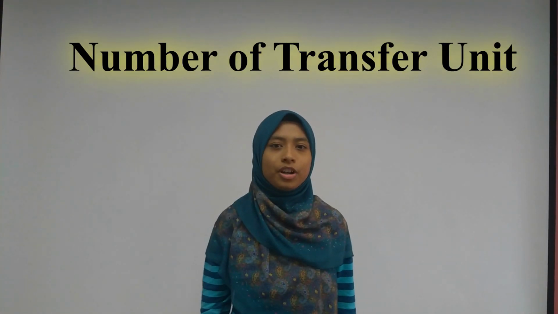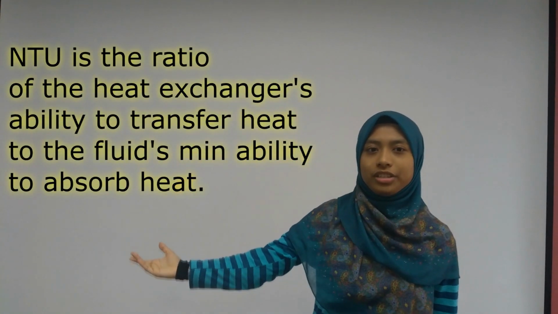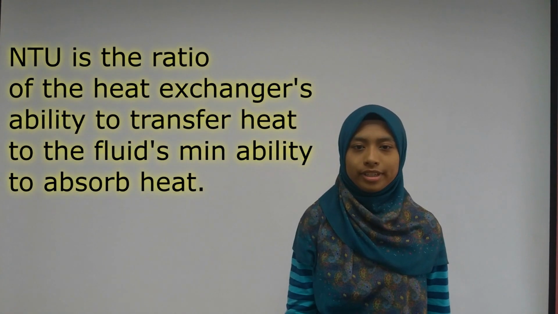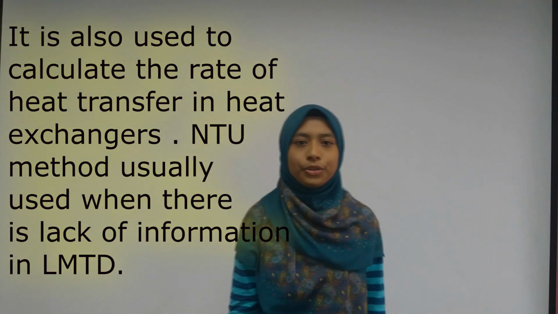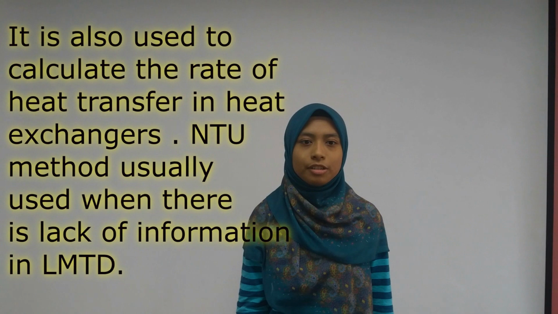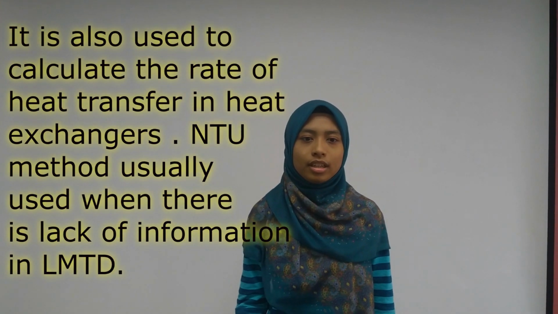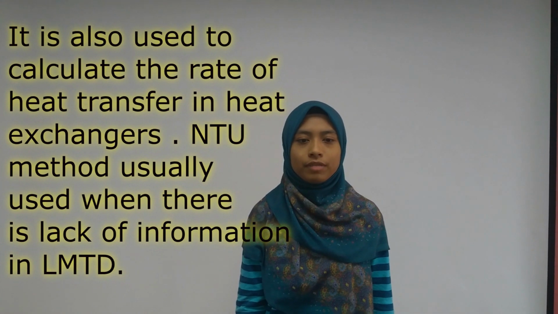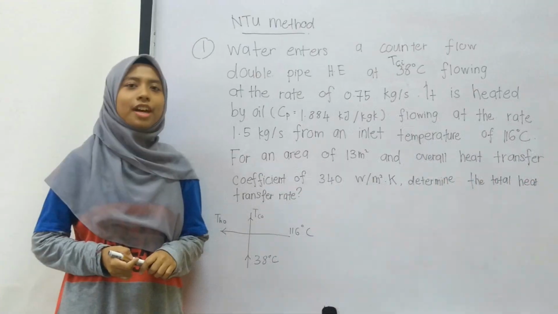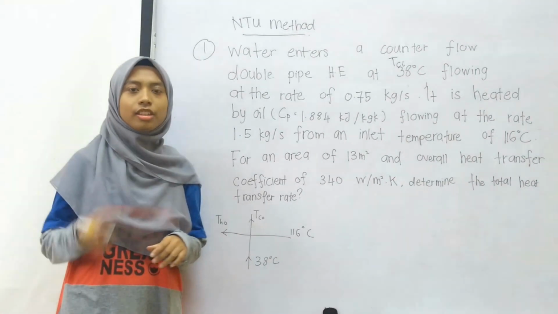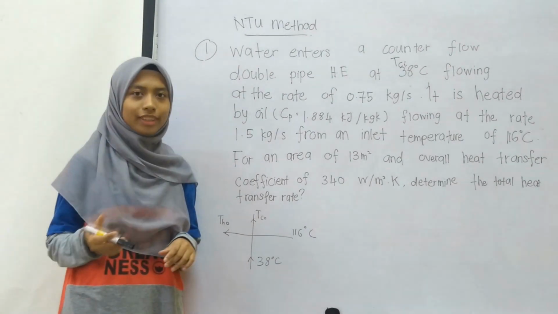NTU method is the number of transfer heat. NTU is the ratio of the heat exchanger's ability to transfer heat to the fluid's minimum ability to transfer heat. It is also used to calculate the rate of heat transfer in heat exchangers, just like LMTD. NTU method is usually used when there is lack of information in LMTD. Now, let us continue to the question that is related to the NTU method.